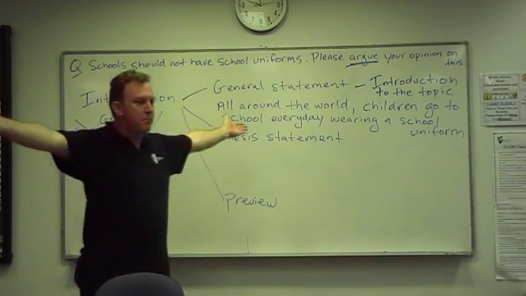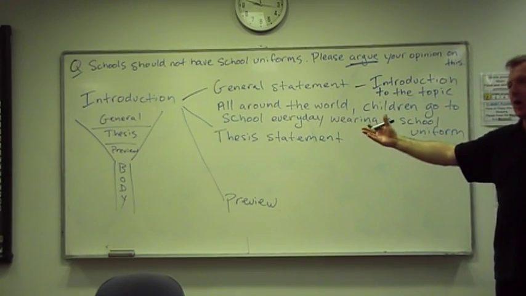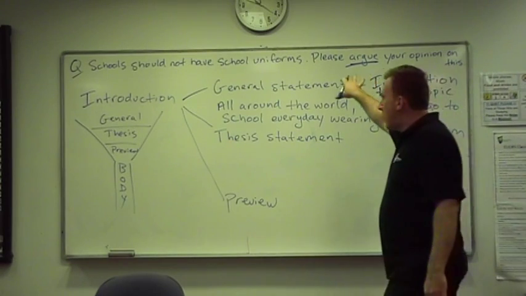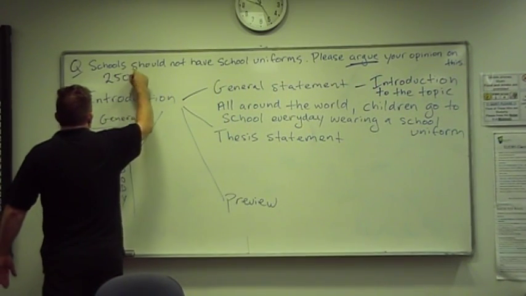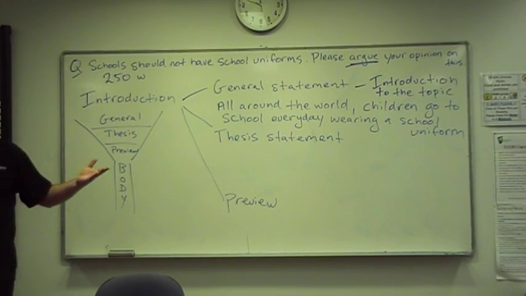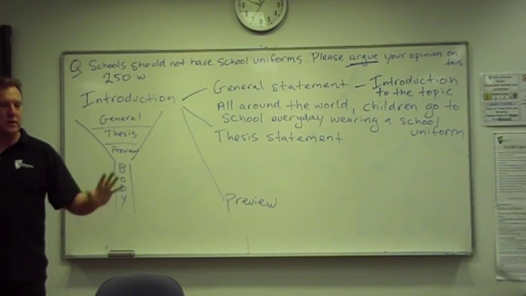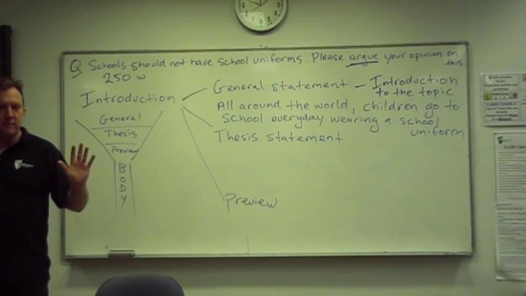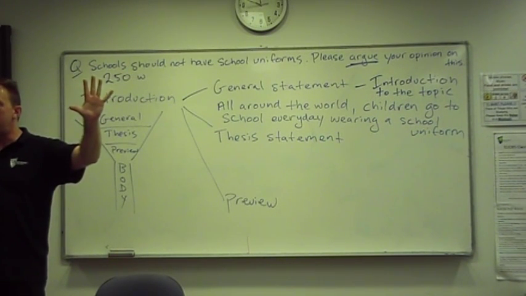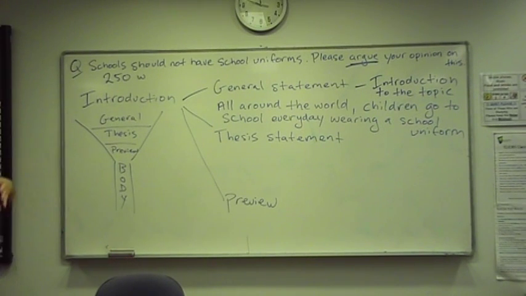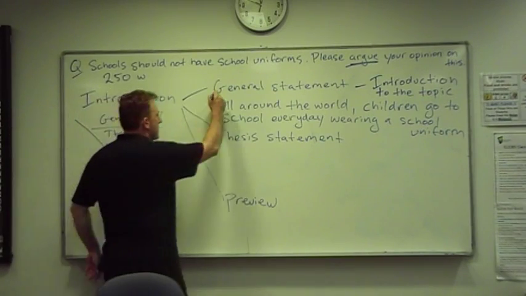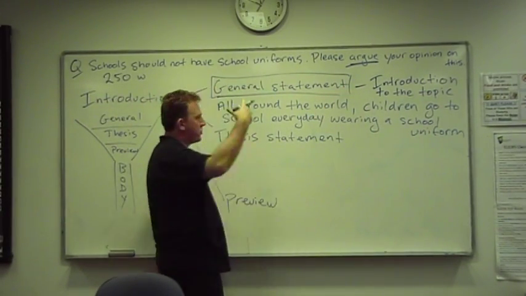Depends. I mean, your general statement might be longer if you've got a 1,000-word essay or a 2,000 or 3,000 word essay, but because this is a 250-word essay, I talked about it the other day, 5 paragraphs, 50 words per paragraph, roughly. 50 words for the introduction, 50 words for each of the 3 body paragraphs, 50 words for the conclusion. So depending on the length, the general statement can be shorter or longer. But let's just go with this one. All around the world, children go to school every day wearing a school uniform. That's your general statement. Introduction to the topic.